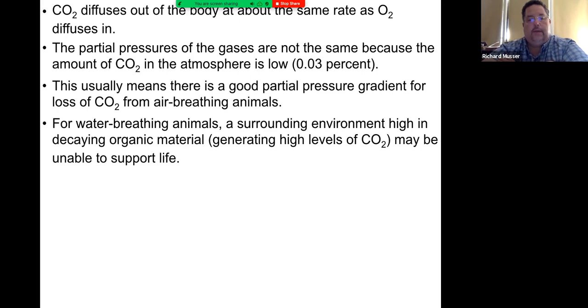So for water-breathing animals, if the surrounding environment is high in decaying organic materials, that's a problem because it generates high levels of CO2 and may not be able to support life. So that would affect their diffusion rate. If you have lots of decaying organic materials in a pond of some sort, and it's a double whammy if you end up with a lot of algae there, the oxygen levels can be really low and the CO2 levels can be really high, making it very difficult for air-breathing animals to live.